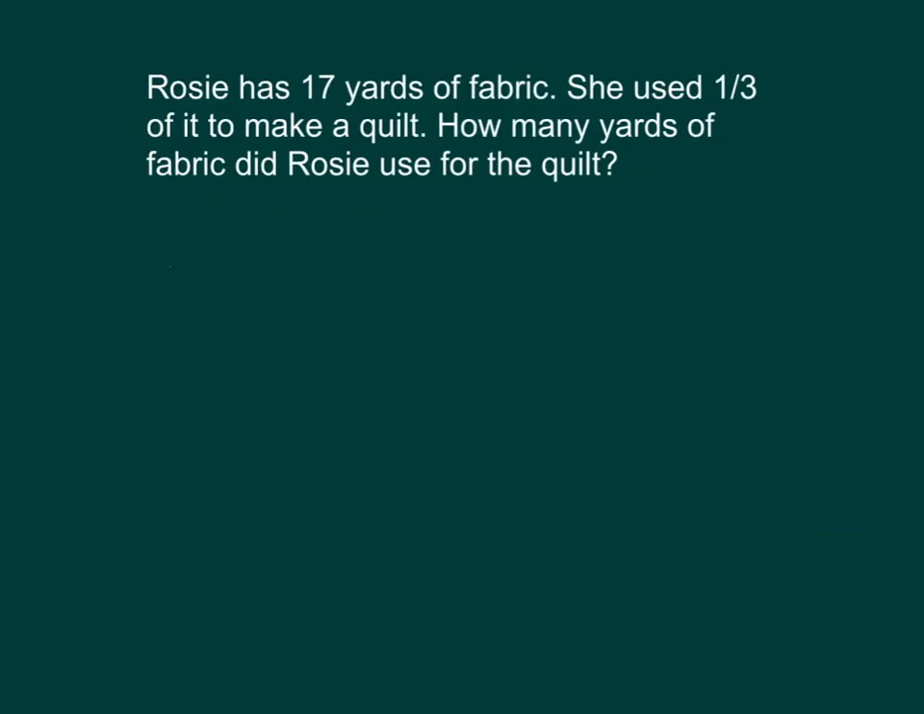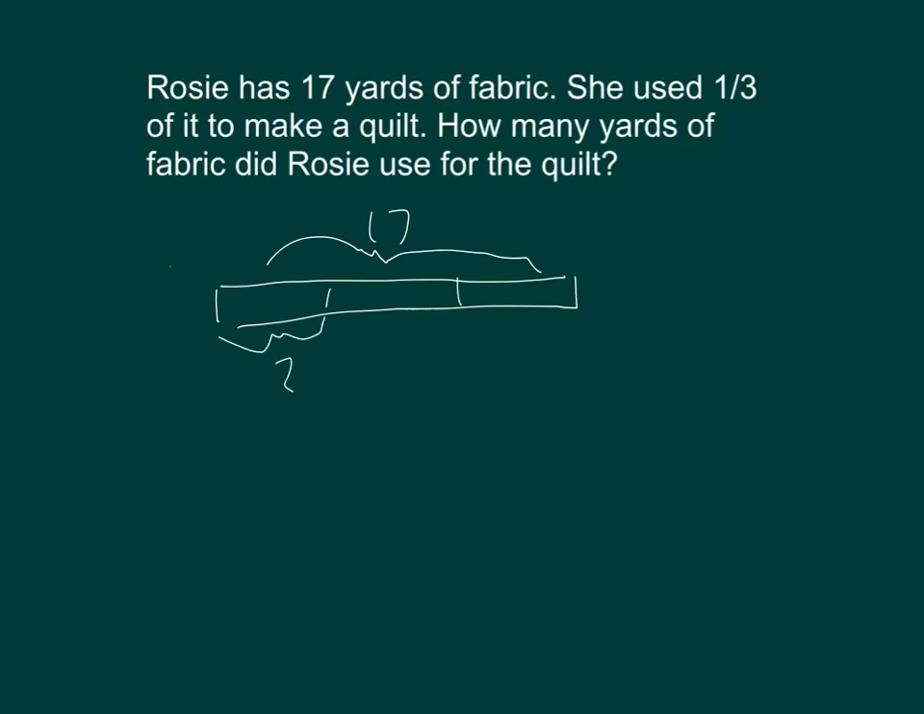Rosie has 17 yards of fabric. She used 1/3 of it to make a quilt. How many yards of fabric did Rosie use for the quilt? It looks like we're taking the fractional part of a number again, where this time we're taking 17, which is the whole, and we're dividing it into 3 parts. And so there's our tape diagram that shows that. And we're going to need to find one unit of that because we're saying how many yards of fabric did Rosie use for the quilt.